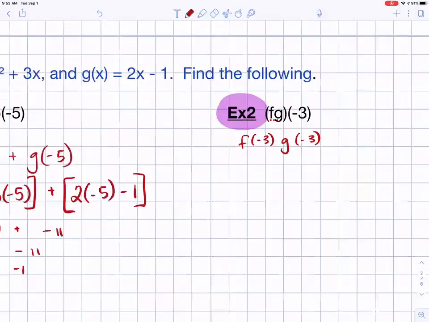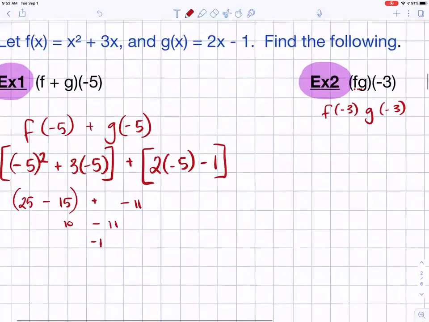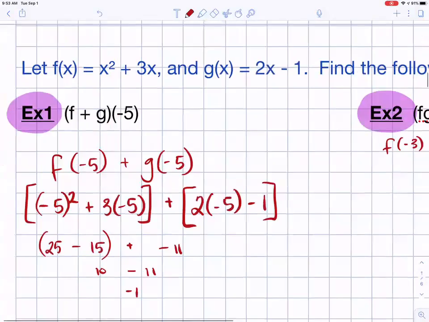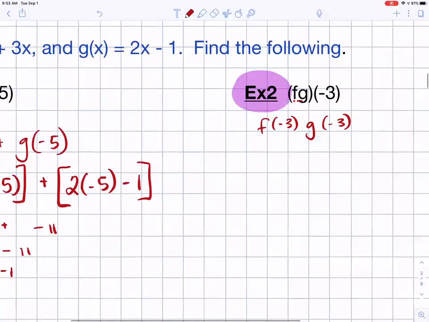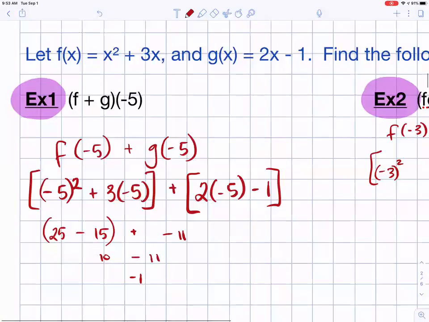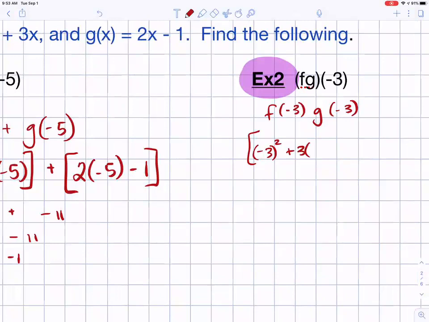Okay, so let's go back to the directions and find out what f is. All of the x's here in my f function are going to get replaced this time by a -3. So we're going to have -3 quantity squared plus 3 times -3. And then we're going to multiply that by the g function, plugging a -3 into all the x's. So that's going to be 2 times -3 minus 1.